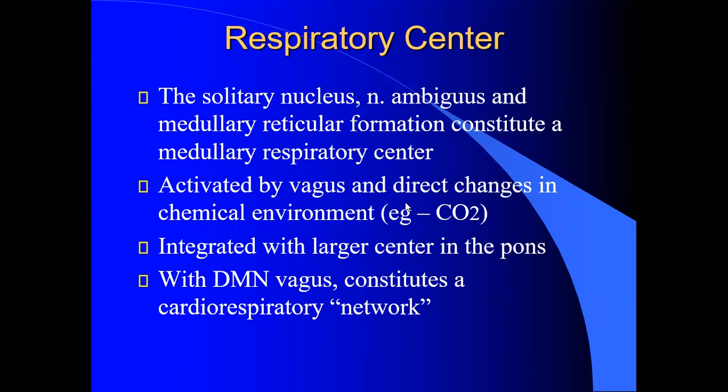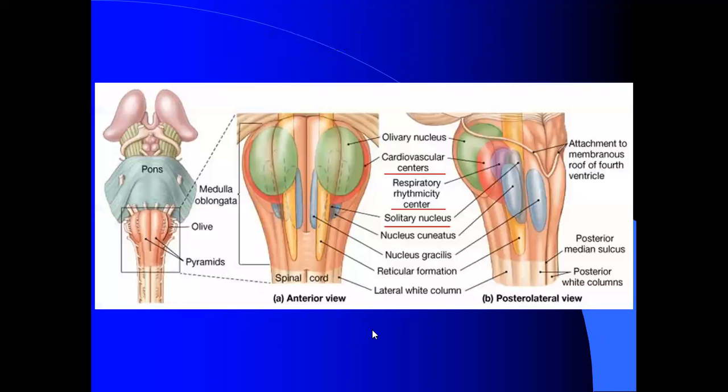Respiratory center. The solitary nucleus, the caudal division of the solitary nucleus, the nucleus ambiguus, okay, the medullary reticular formation. Put these things all together and you have a respiratory center, both for in and out. They are activated by direct chemical changes, which are transmitted through the vagus nerve. They are associated with the parabrachial nucleus in the pons, right? And again, put together with the dorsal motor nucleus of the vagus, all of this puts together into a cardiorespiratory network, reticular network. The red is the cardiovascular center. The purple here is the respiratory center.